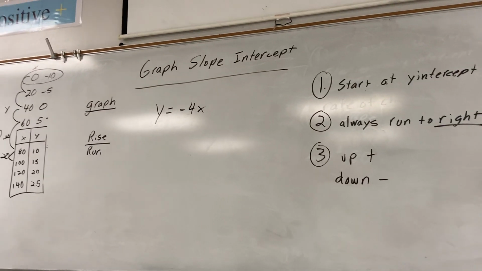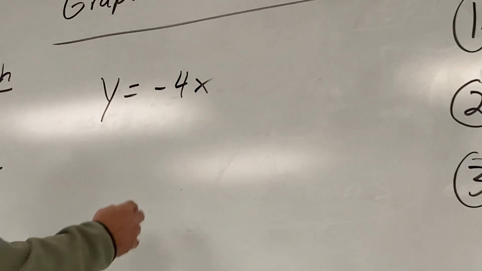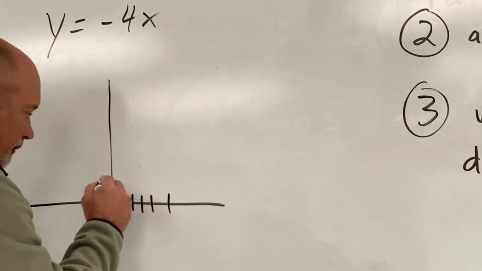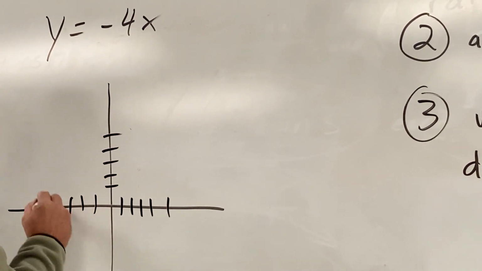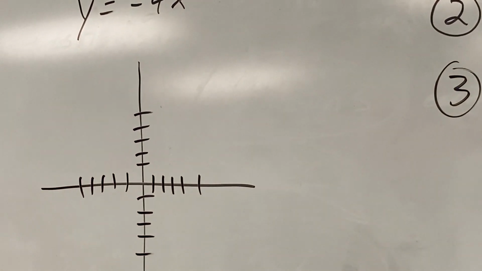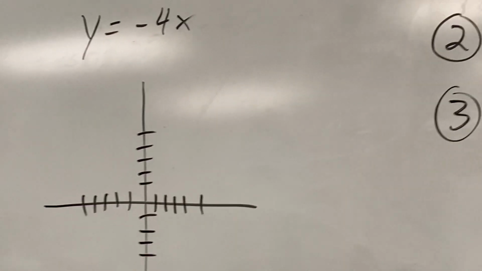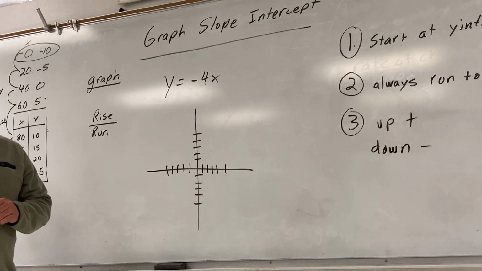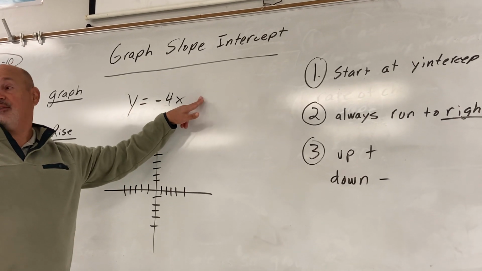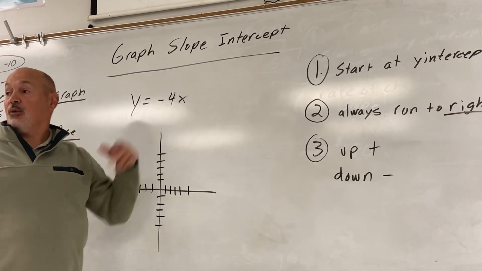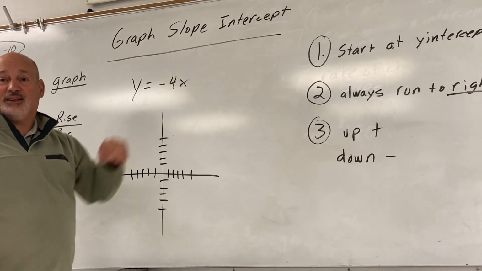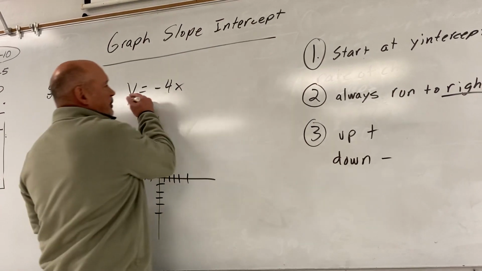Y equals -4x. There's no y-intercept? We'll talk about that. All right, Haley already noticed something. Is there a y-intercept in this problem? No, there's not a number written, but there really is a y-intercept. What number's out there if they don't write it? 0. It's not a 1. If they want a 1, they will put +1. If there's no number out there, it is 0.